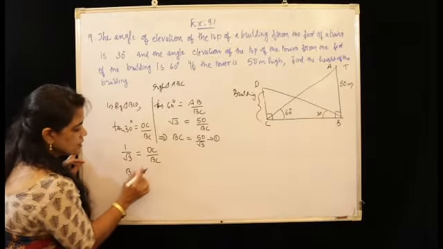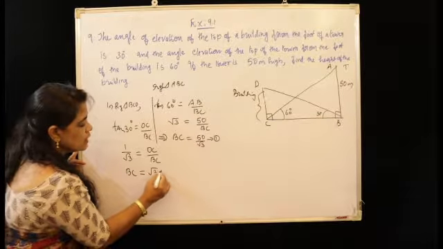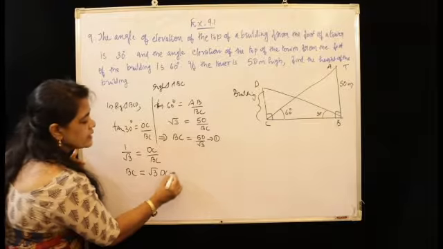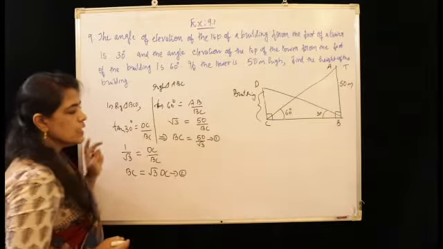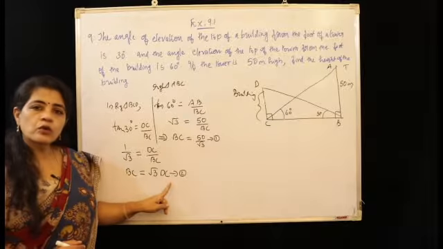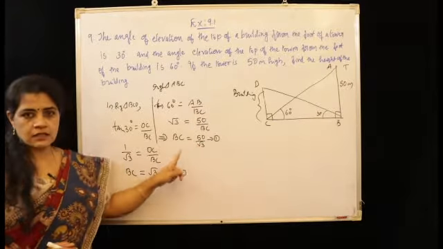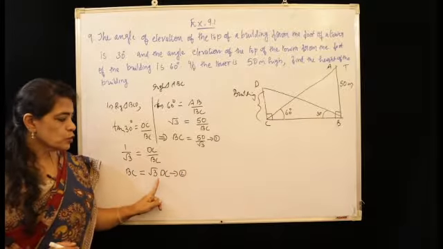So 1 into BC is equal to root 3 into DC. Okay, root 3 into DC. So let it be equation number 2. See, in equation 1 we have an expression in BC. Here equation 2 also in terms of BC, which means you can equate their RHS part. That means root 3 DC.